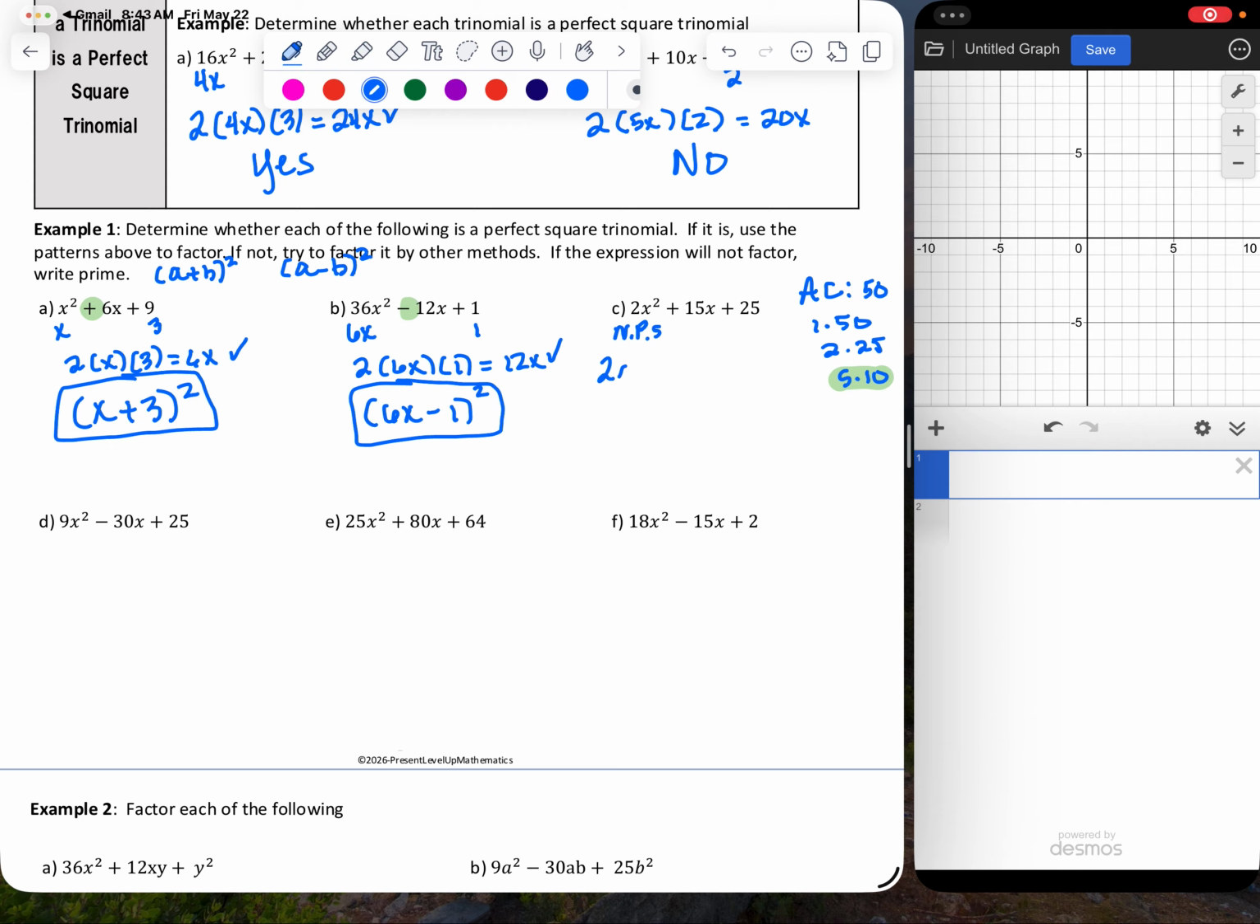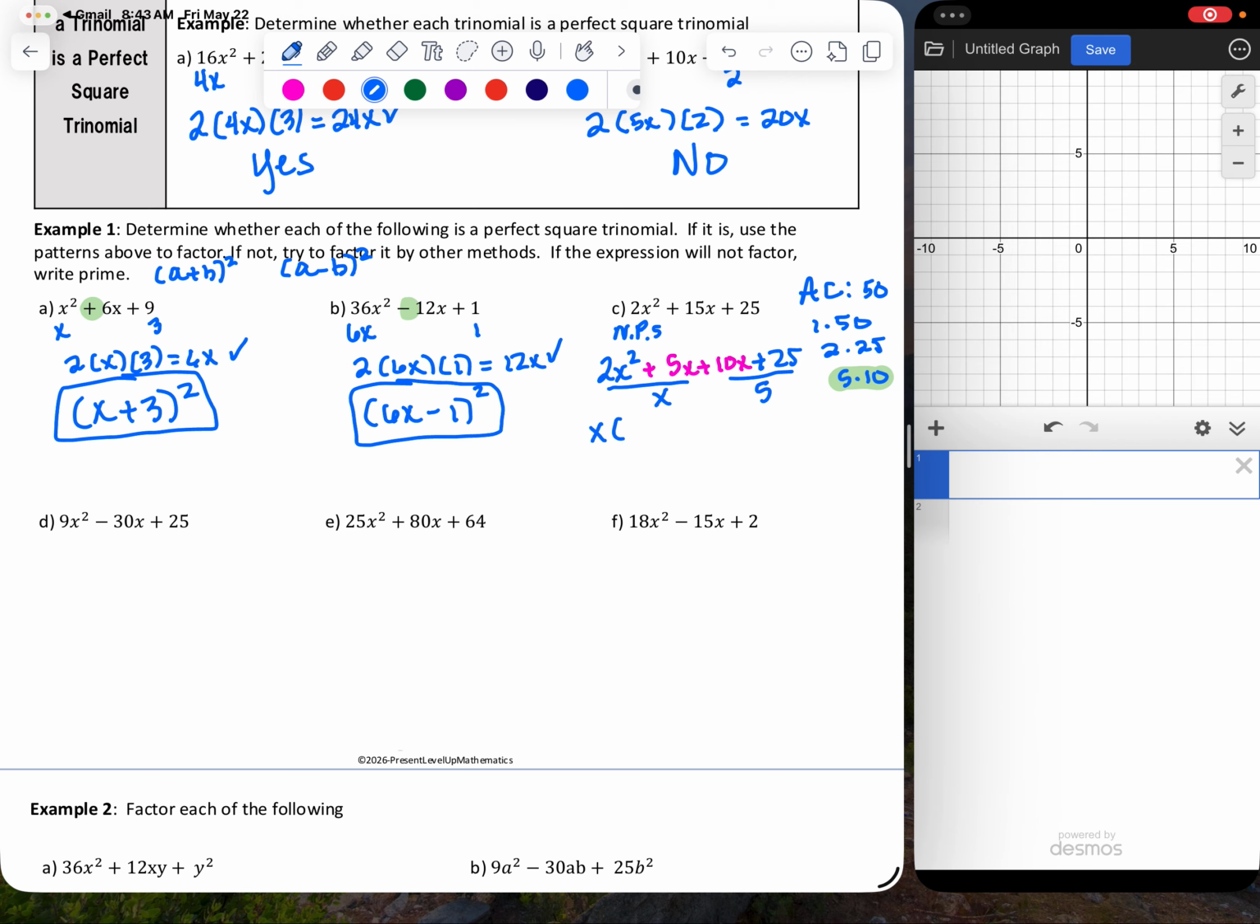So I'm going to rewrite this trinomial, 2x squared, but I'm going to split the middle term. And I'm going to rewrite 15x as 5x plus 10x. And then the last term stays the same, 25. So all I did was I split that middle term into 5x plus 10x. Then I take out the greatest common factor from each group. So the greatest common factor of the first group was x. The greatest common factor of the second group was 5.